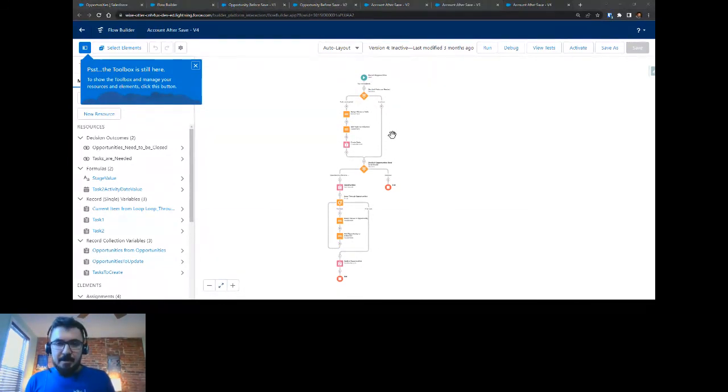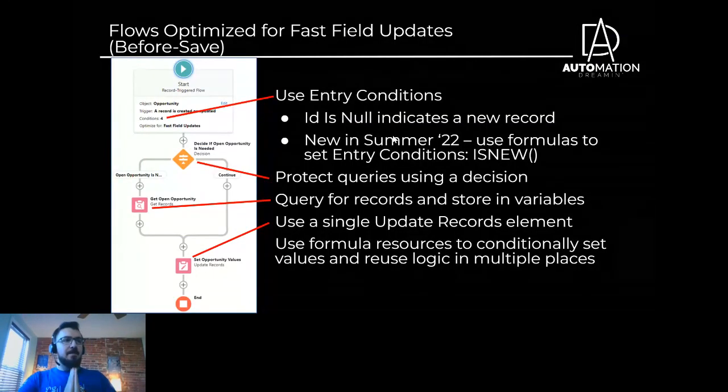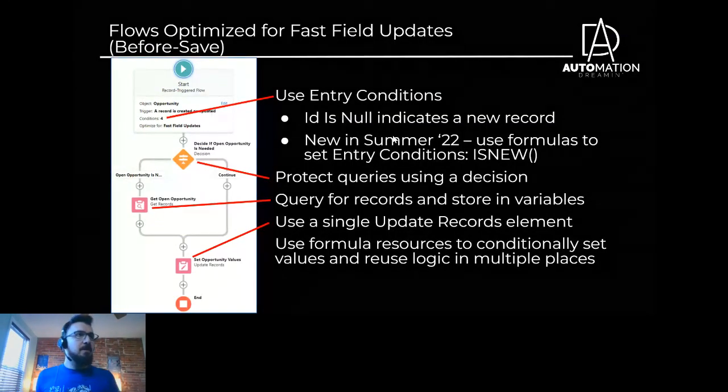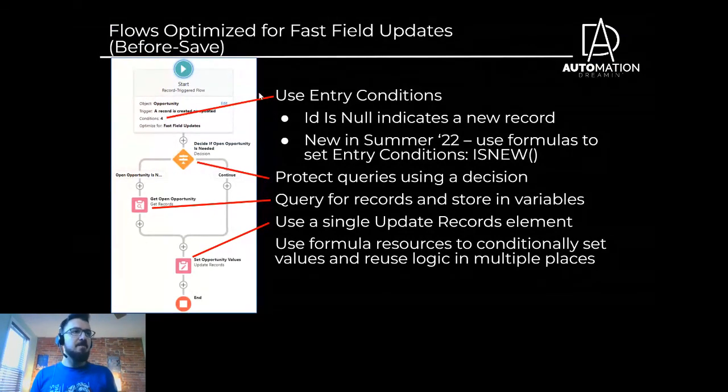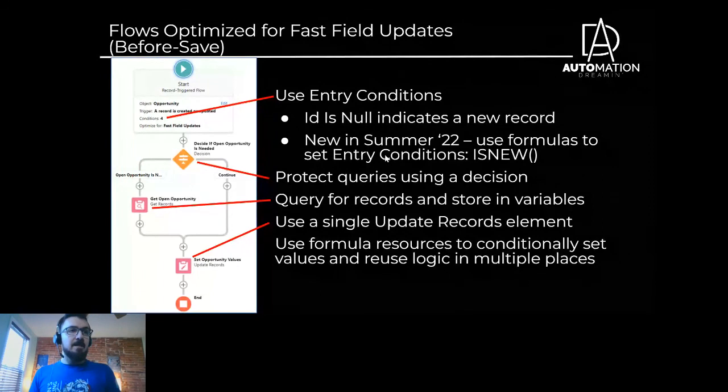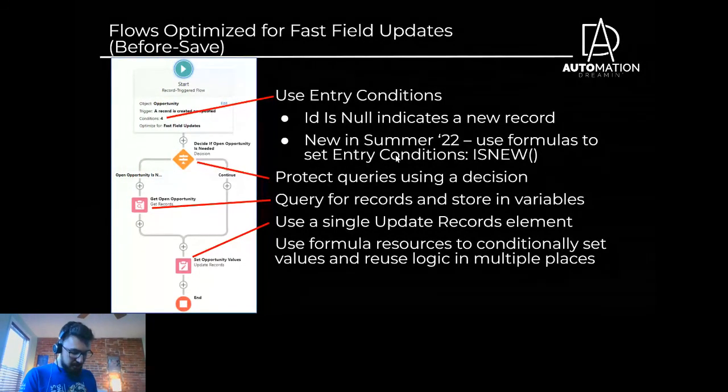In our last few minutes here, I do want to do a quick recap. So here's everything we talked about with before-save flows optimized for fast field updates. I'm a very big proponent of using entry conditions. You can check the ID of the record here to see if it's a brand new record. There is the new option to use formulas to set your entry conditions. That's new as of Summer '22.